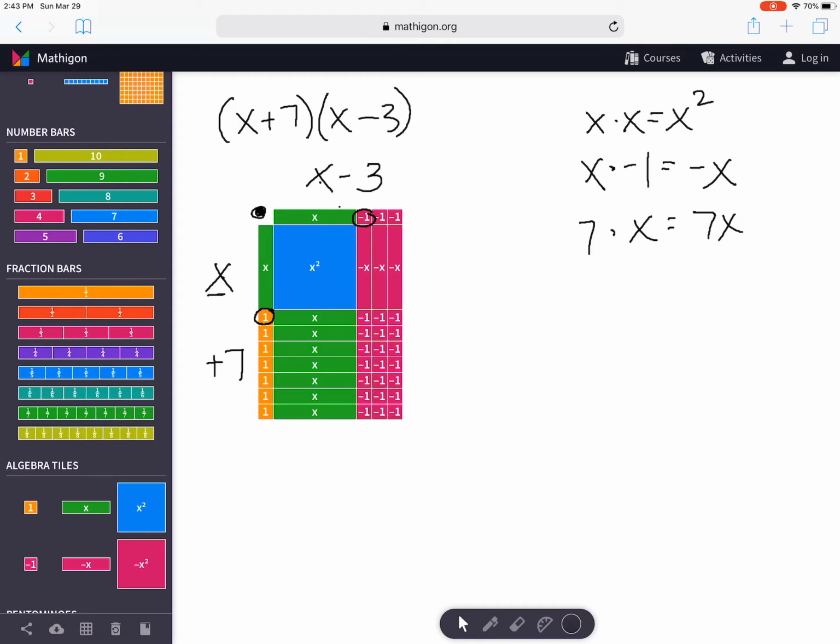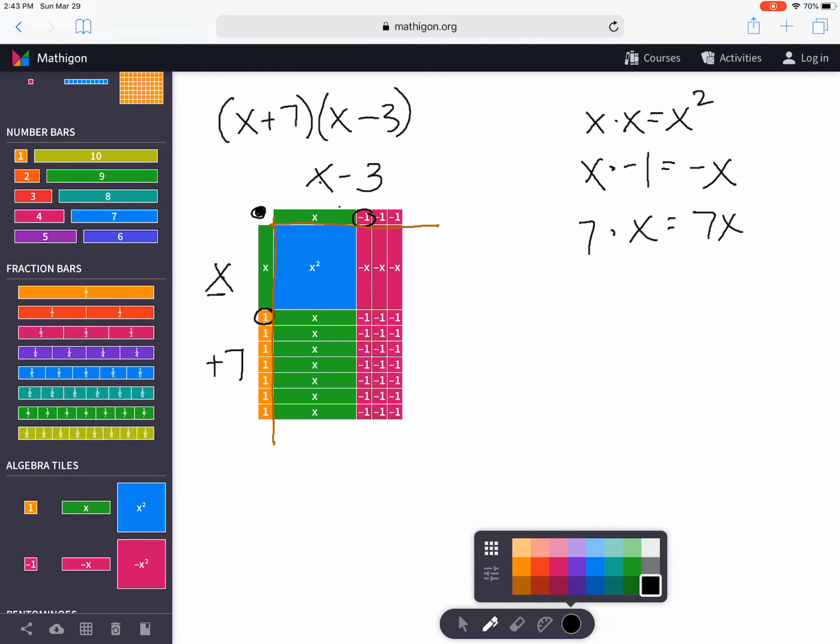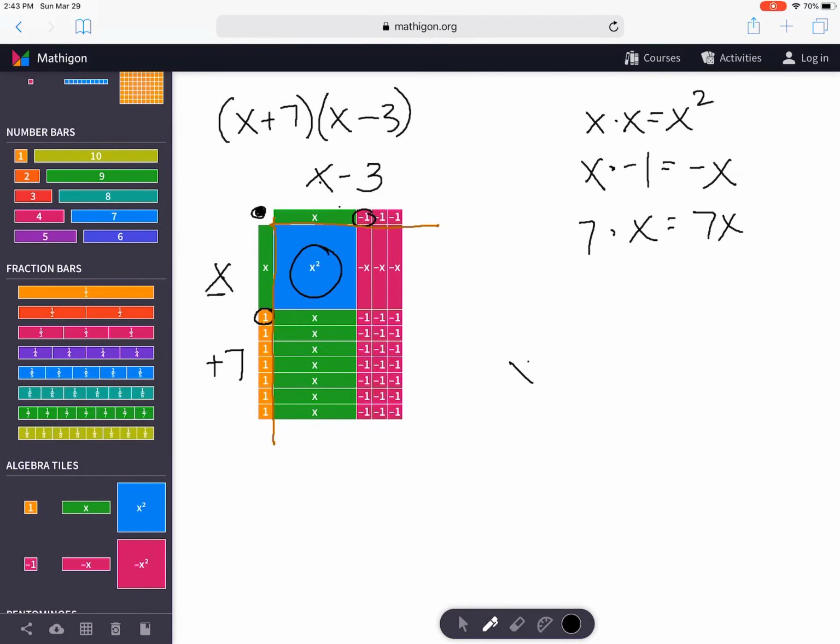Now when I look for like terms, I'm looking to combine my x squareds with x squareds, x's with x's, and 1's with 1's. Now remember, we're only looking at our actual solution here. So we're just looking at this inner part here. That's it. So when I go through to combine my like terms, I take a look at my x squareds first. And there's only one x squared, so that gets just written as an x squared.